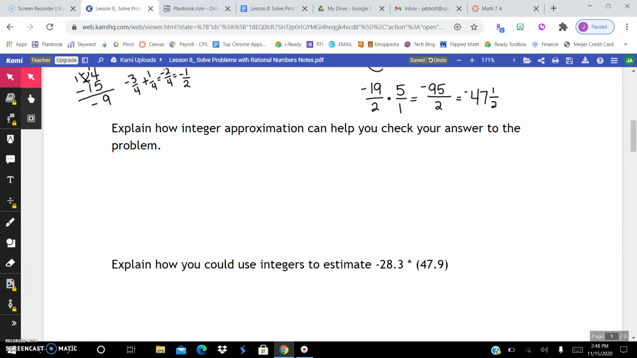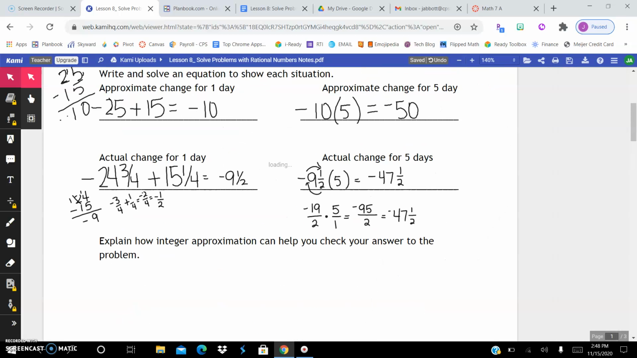So we need to explain how integer approximation can help check your answers to the problem. So if I look back up here, our approximate numbers help us by checking to see if they're close. So the approximate change for one day I said was -10 when I rounded, but I got -9.5 for an actual answer. So that's very close. So I know that my answer has to be pretty close to being right. And for the 5 days, I got -50 when I estimated. And when I actually did the problem, I got -47.5. So that's pretty close as well.